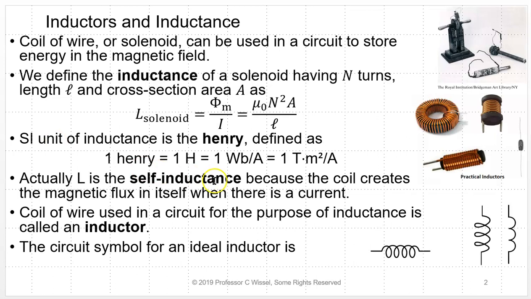Okay, now a coil of wire or solenoid can be used in a circuit to store energy in the magnetic field. It's sort of like the magnetic field version of the capacitor. Remember, capacitors stored energy in electric fields?